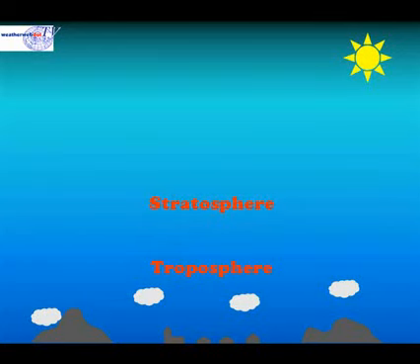Next is the stratosphere. At the very top of the stratosphere we find the ozone layer. Next is the mesosphere. With the highest level, the thermosphere. It's in the thermosphere that the space shuttle flies.